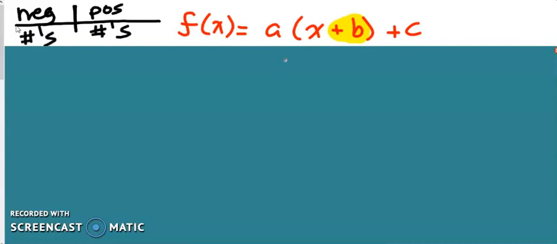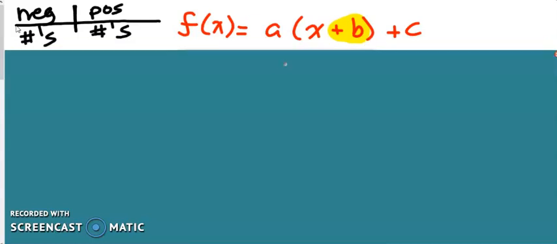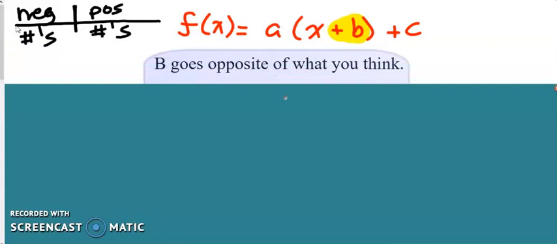And you would think, okay, if it's a positive number, we'll move left. If it's negative, we'll move right. But something different happens when it comes to B, because it's inside, like inside parentheses. It can be inside the radical, inside the greatest integer function. As long as it's inside, it would do something. So here, it's going to move left or right, but because it's inside, it's going to go opposite of what you think.